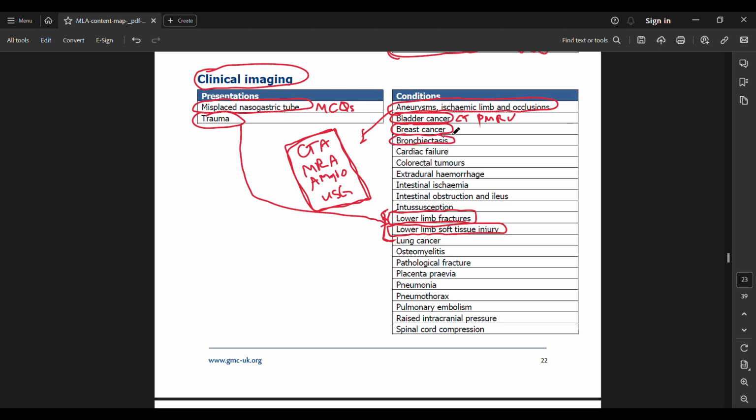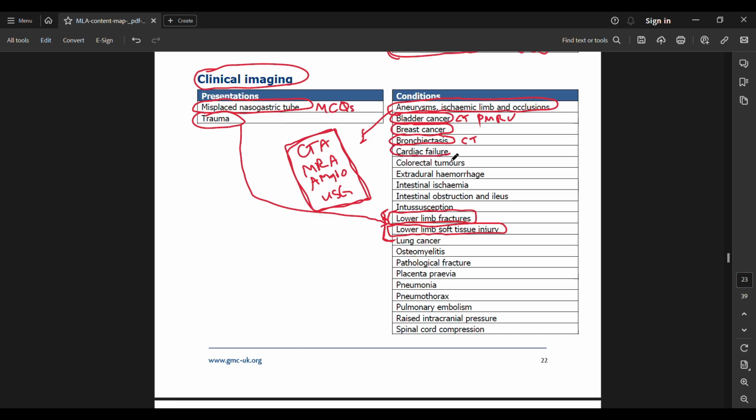In this case, make sure you look at CT scans of the chest with bronchiectasis, okay? Because that may actually show up in your MCQs or your OSCE stations. So just make sure you familiarize yourself with CT scans of the chest where a patient has bronchiectasis.